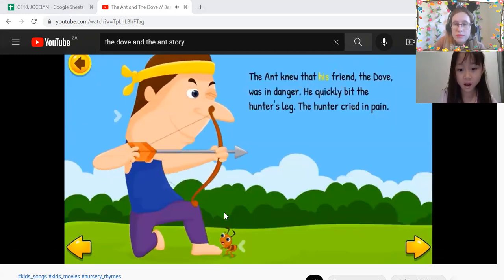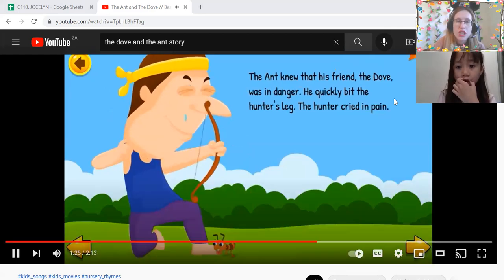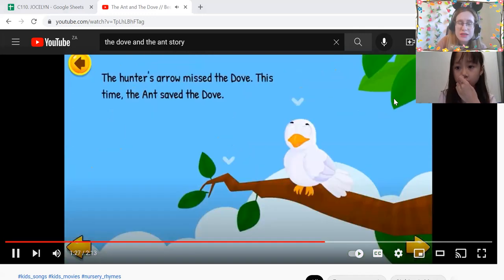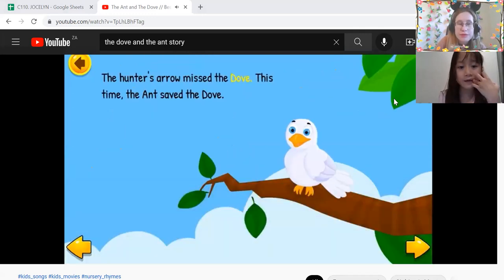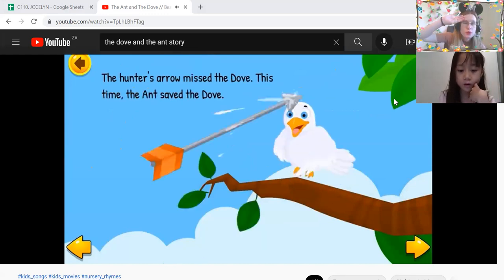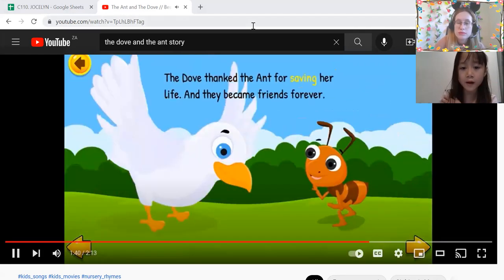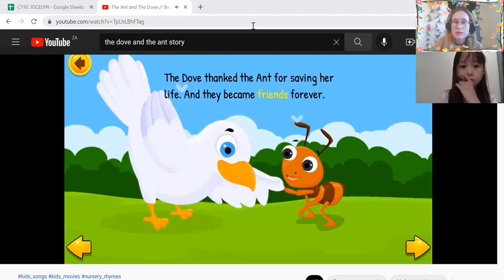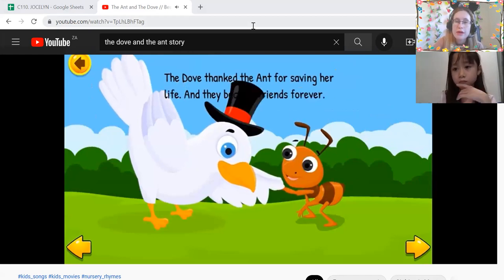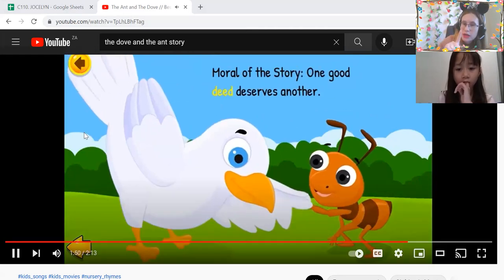The ant knew that his friend the dove was in danger. The hunter cried in pain. The hunter's arrow missed the dove. This time, the ant saved the dove. The dove thanked the ant for saving her life, and they became friends forever. Friends forever. Moral of the story? One good deed deserves another.